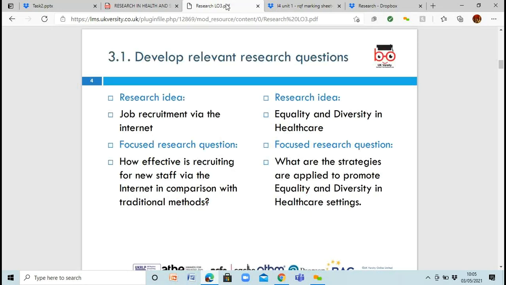So this is just a couple of research ideas, some are healthcare related, some are not. So we've got research idea, for example, job recruitment via the internet. Then focus that question into saying, how effective is recruiting for new staff via the internet in comparison with traditional methods?